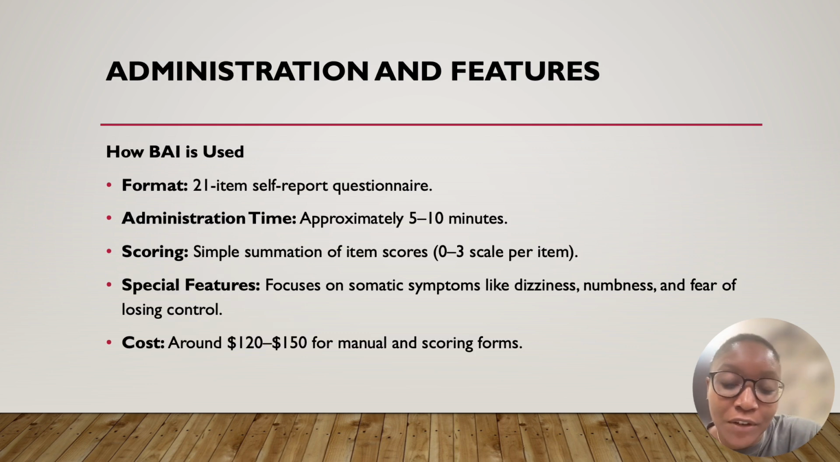The administration and features of anxiety and how the BAI is used. The format is about 21 questions, a self-report questionnaire, or items, as some assessments state. The administration time ranges from 5 to 10 minutes, and the scoring is from 0 to 3 per item, which is per question. Some special features for this assessment: it focuses on the somatic symptoms like dizziness, numbness, and the fear of losing control. And the cost ranges around $120 to $150 for manual and scoring forms.